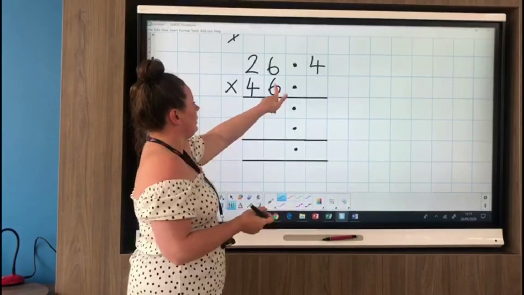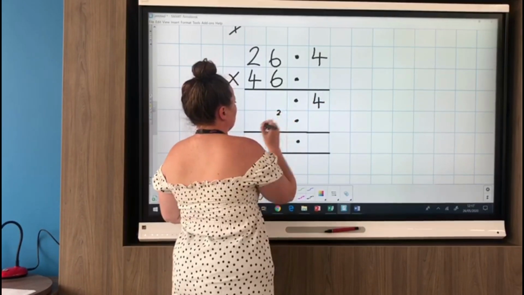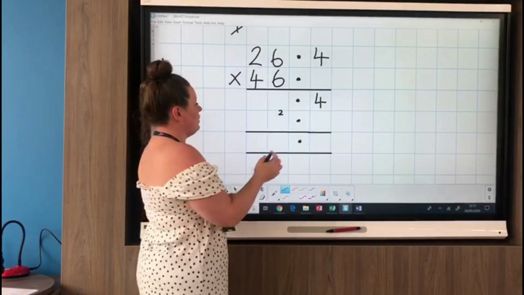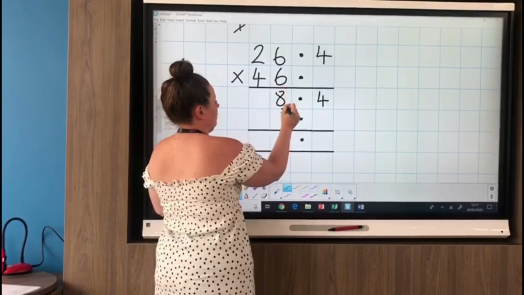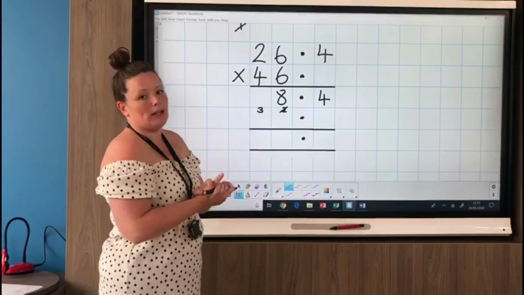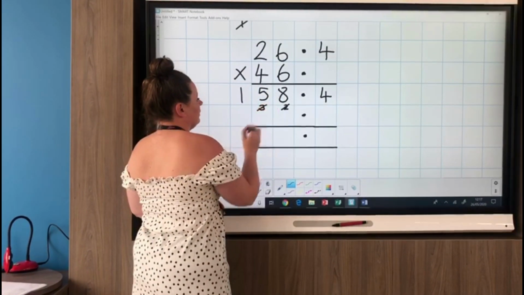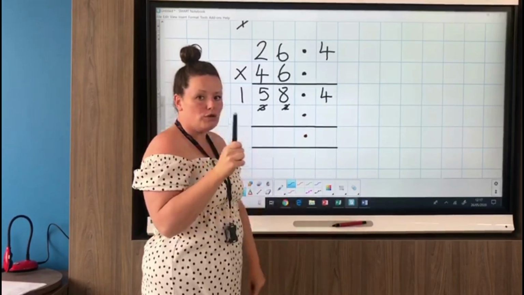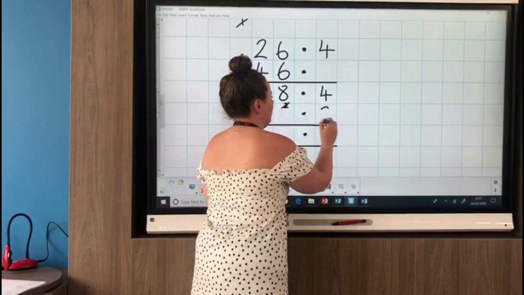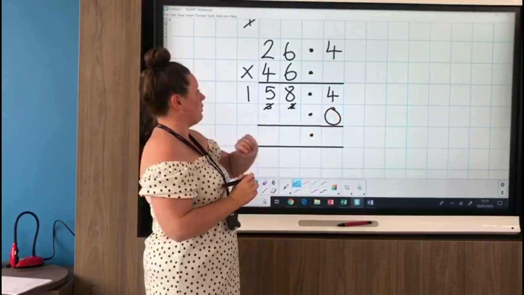So, 6 times 4, 24, 6 times 6 is 36, add the 2. 28. 6 times 2 is 12, add the 3 is 15. Okay, you must still remember that 0. Okay, remember, ignore the decimal point, the 0 goes there.